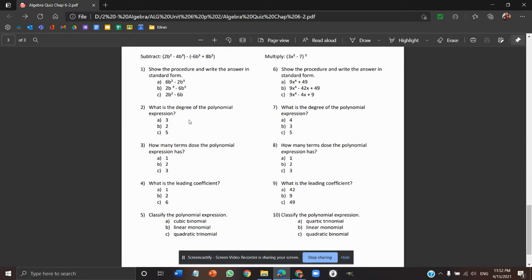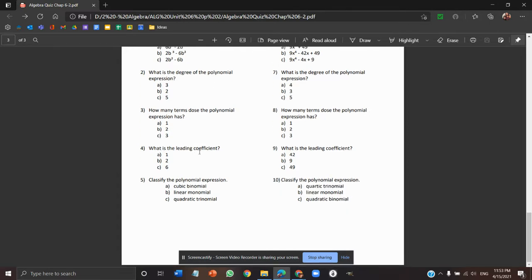Then it says, what is the degree of the polynomial expression? From that expression that you simplified and that you wrote in standard form, what is the degree of that expression? Then it says, how many terms does the polynomial expression have? Again, how many terms does it have? Then it says, what is the leading coefficient? What is the leading coefficient of that polynomial in standard form?